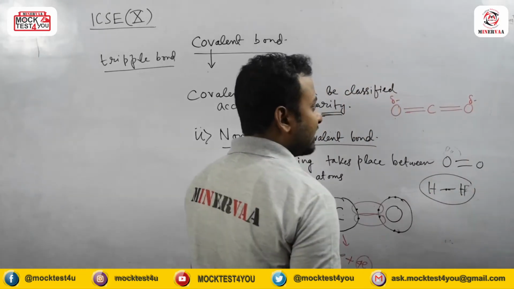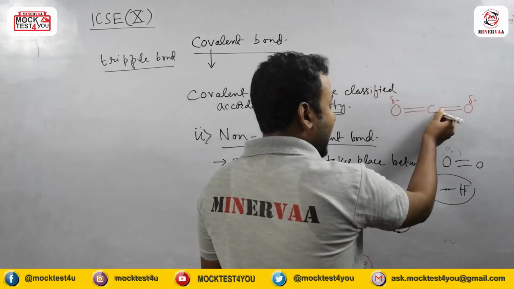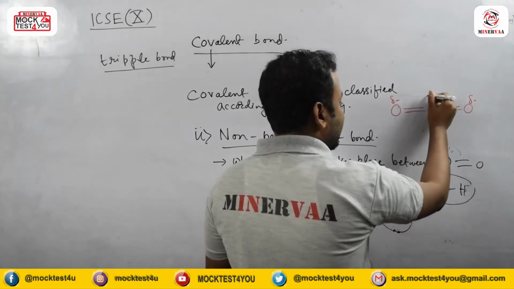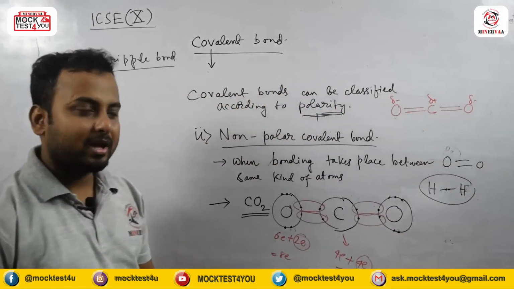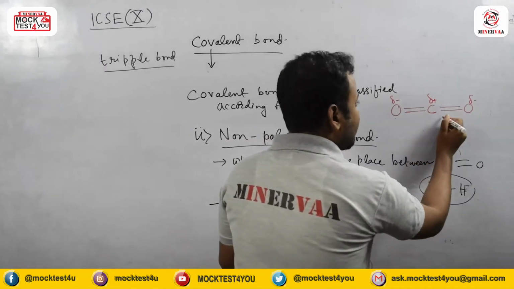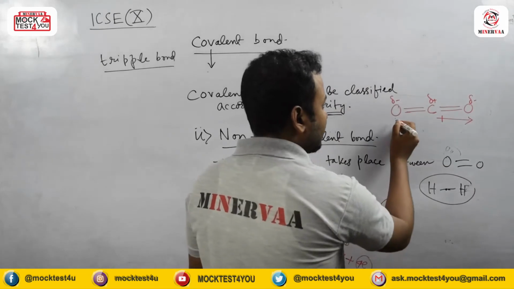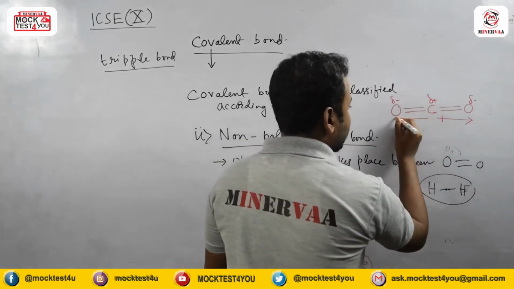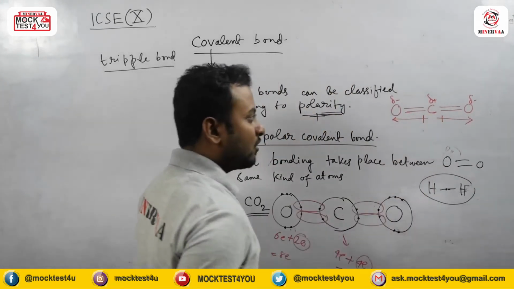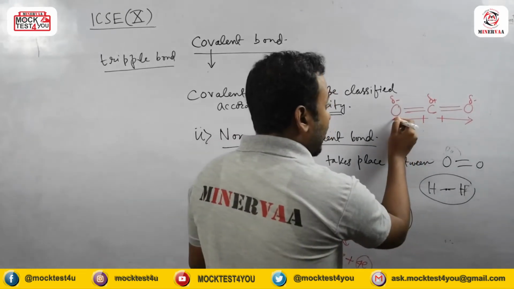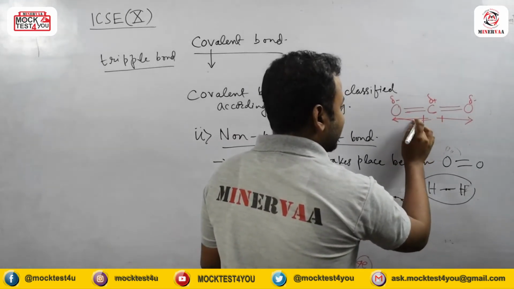Delta negative will be there, right? And above carbon there will be delta positive. Okay. So electron will shift in this direction. This is a sign of dipole moment. Electron will shift in this direction. Okay. So the opposite dipoles will cancel each other.